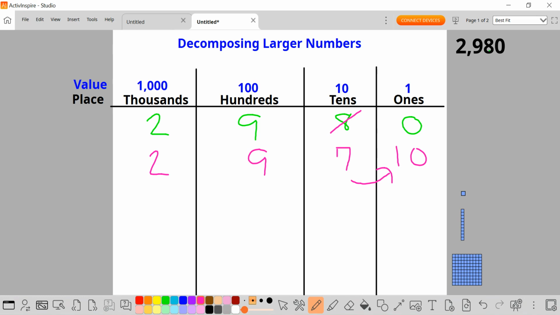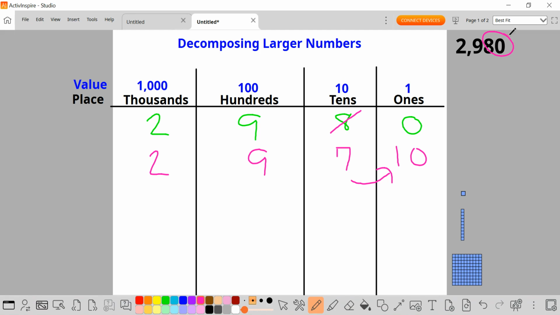My number still has the same exact value that it had before. This means that I have 2,000s, 900s, 7 tens, and 10 ones. If I think about 7 tens, that's a value of 70, and the 10 ones is a value of 10. So 70 plus 10 gives me that 80 that I originally had. Just look in there, okay?